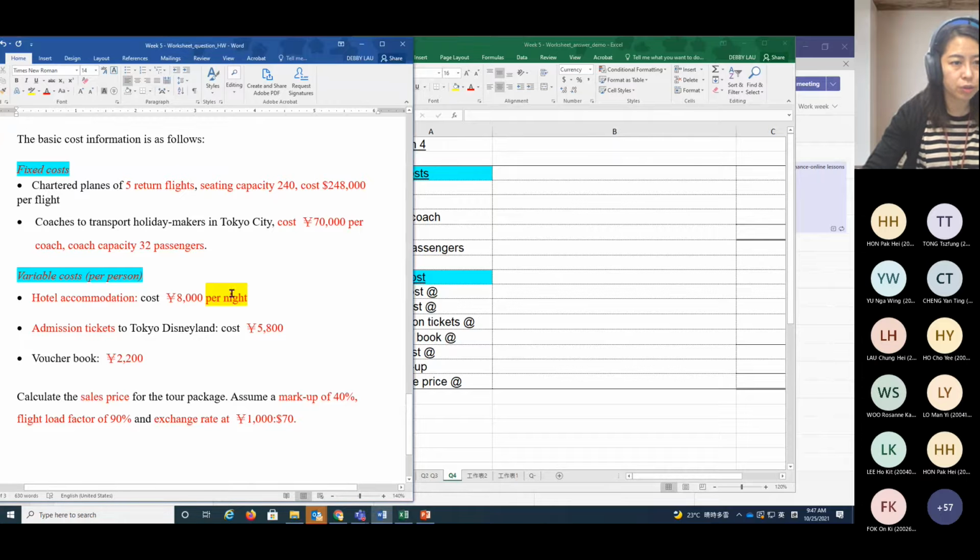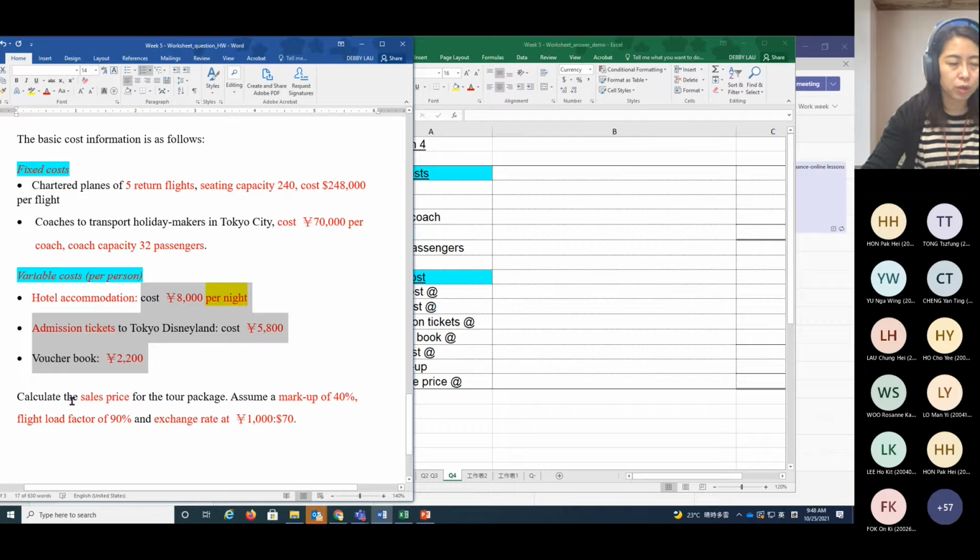Here we got variable cost. So hotel accommodation 8,000 per night. So you have to times 6 because the package includes 6 nights. So next is admission tickets, 1 ticket for each, and voucher book also 2,200 yen. Okay, so you have to convert all these Japanese yen to Hong Kong dollars.